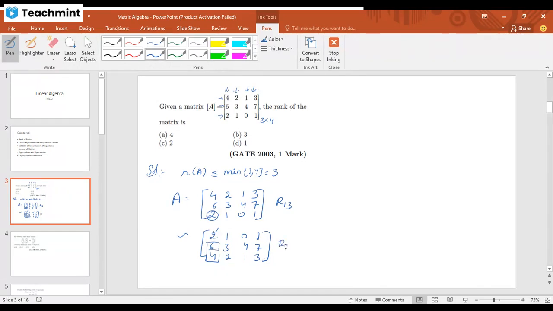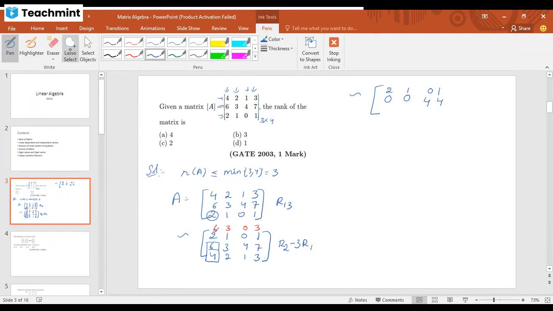We apply the operation R2 minus 3 times R1, because 3 times R1 becomes 3 into 2 is 6, this is 3, this is 0, and this is 3. If we apply this operation, there is no change in the first row 2 1 0 1, and the second row becomes 6 minus 6 is 0, 3 minus 3 is again 0, 4 minus 0 is 4, and 7 minus 3 is 4. So these are the elements of this second row.